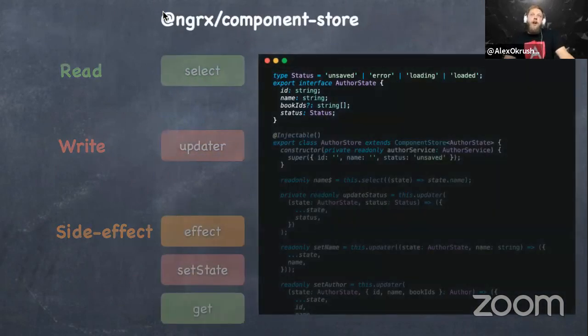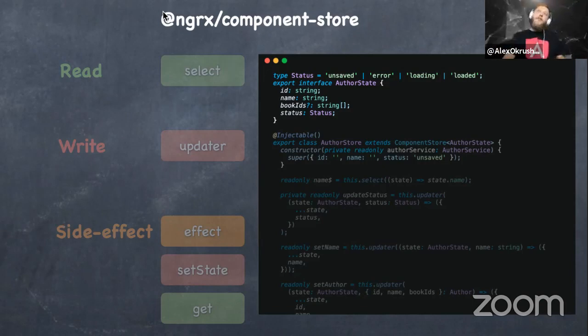All right, so first of all, how do we structure component store? Well, component store is responsible for a specific state in the application. It owns that state, and it owns that state in a very specific way. First of all, we'll typically try to describe what state it owns with an interface, like AuthorState. That's like ID, name, book IDs, and status.